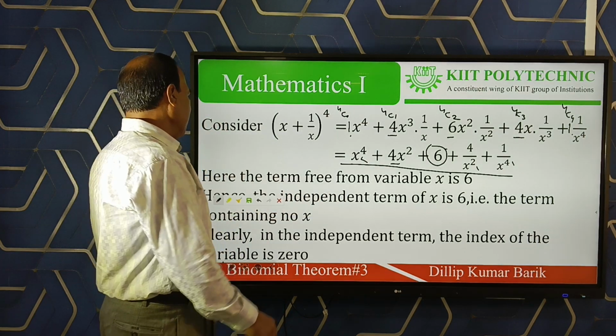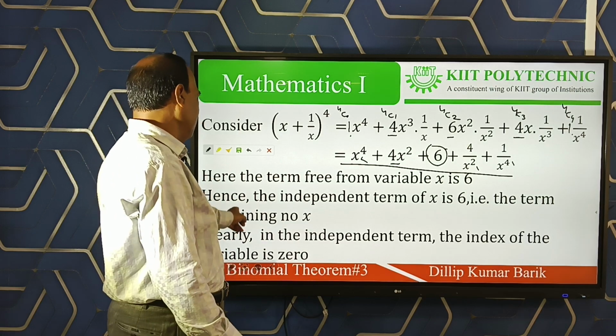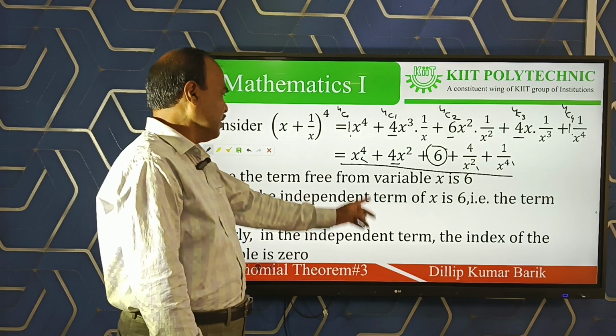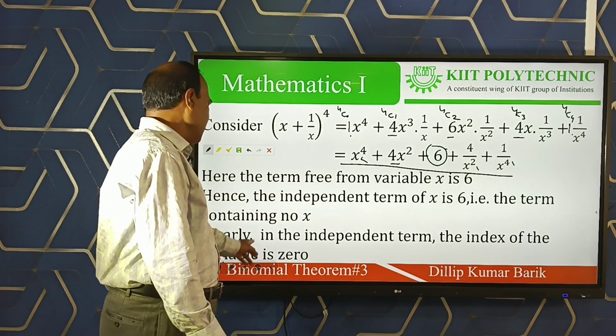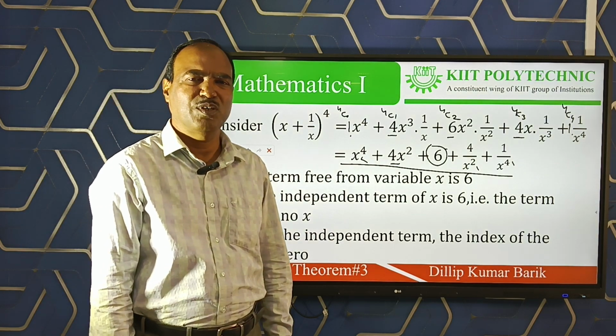I read the same thing here. Here the term free from the variable x is 6. Hence the independent term of x is 6. That is the term containing no x or free from x. Clearly, in the independent term, the index of the variable must be 0.